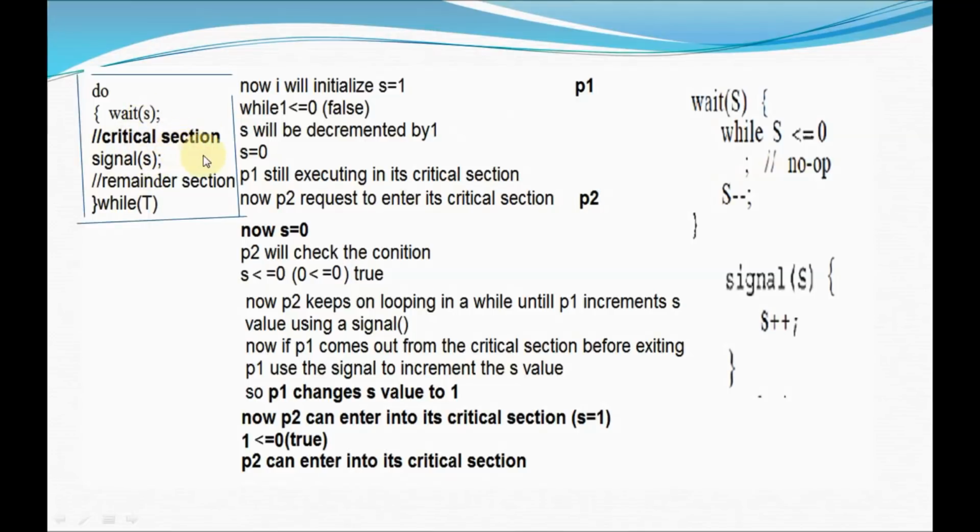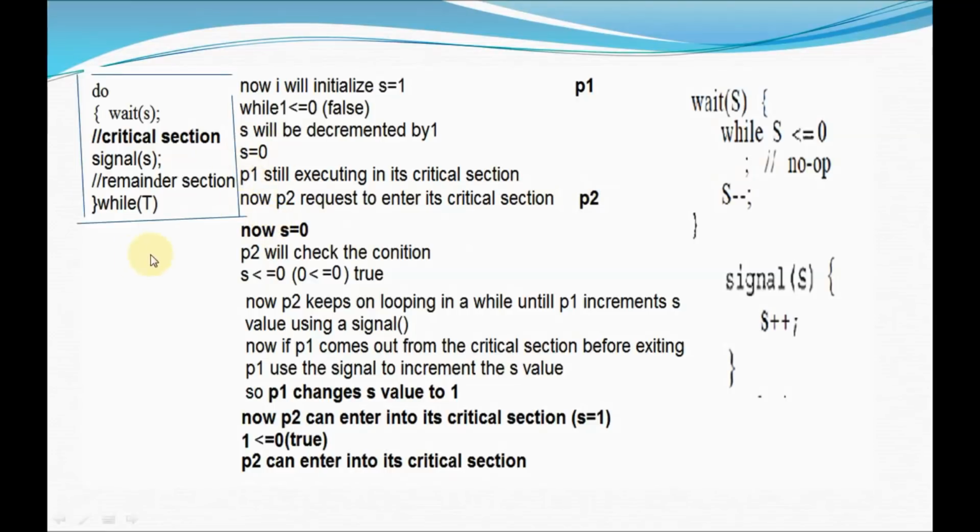It is right. So now assume that P2 requests to enter into its critical section. Now P1 has changed the s value from 1 to 0. You know that wait decrements the value. That's why it decremented the value from 1 to 0. So P1 is still in the critical section. Now when P1 is still in its critical section, P2 will try to enter into its critical section. Now we will see whether P2 is allowed to enter the critical section or not.